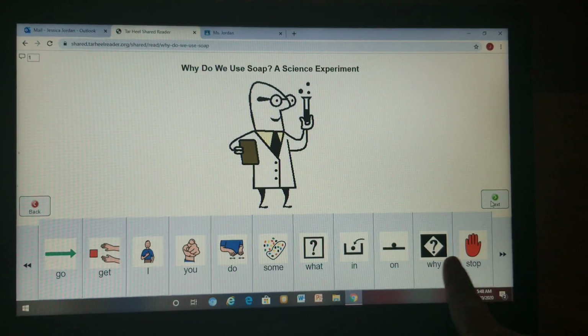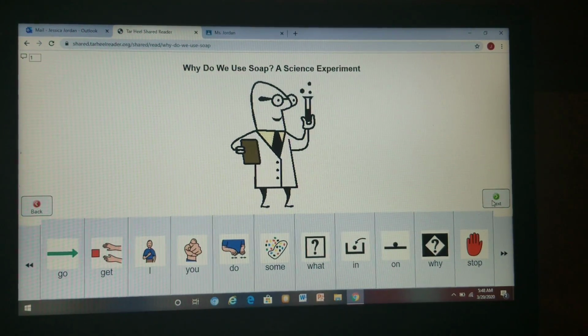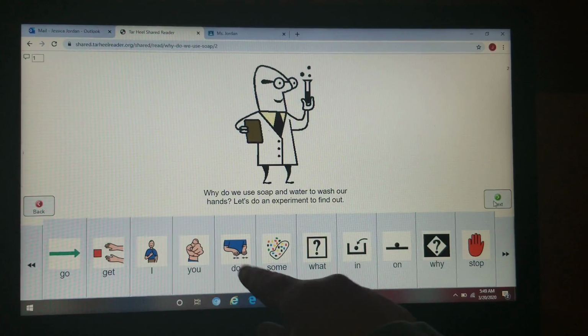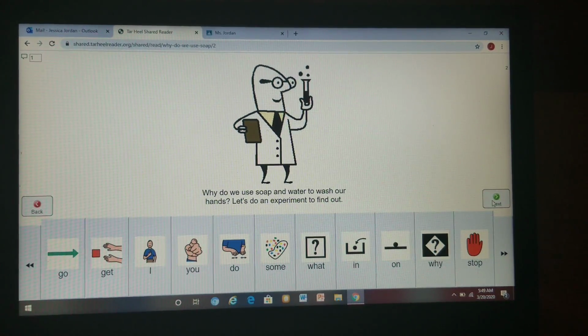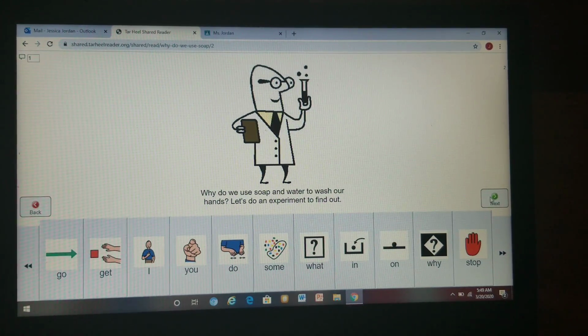Today's story is called Why Do We Use Soap? A science experiment. Why do we use soap and water to wash our hands? Let's do an experiment to find out.